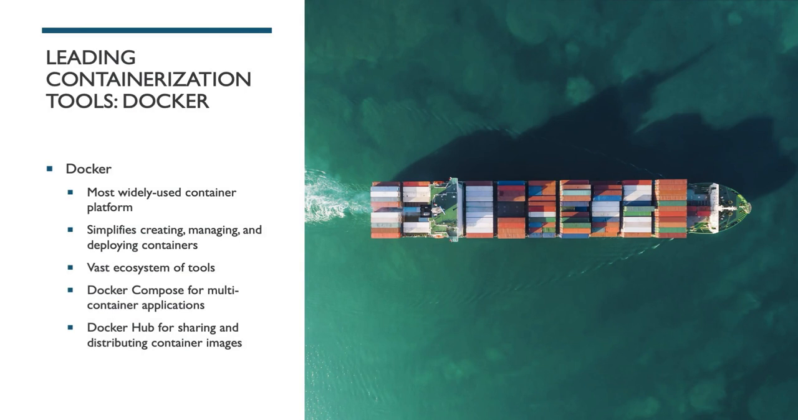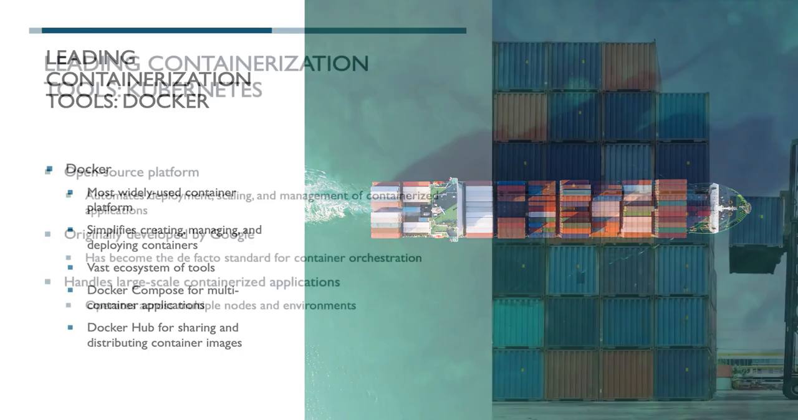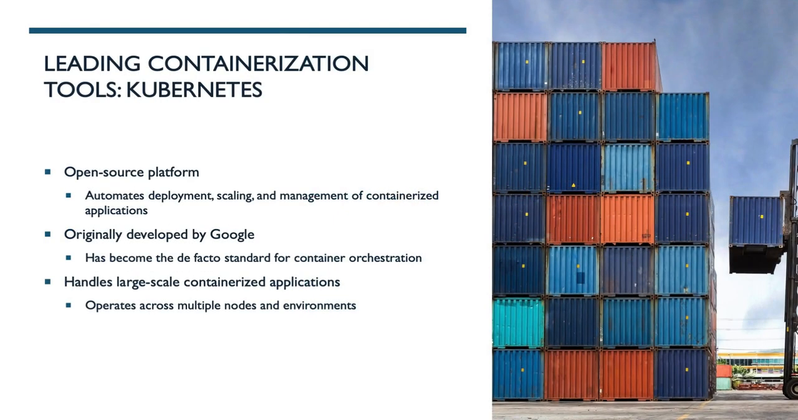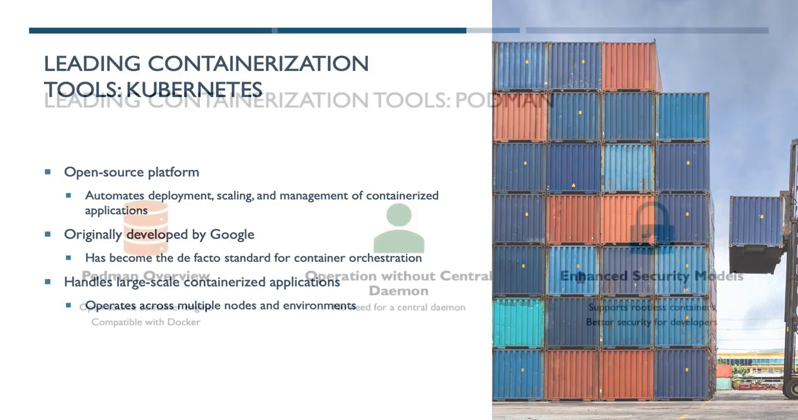Docker is the most widely used container platform, simplifying the process of creating, managing, and deploying containers. It has a vast ecosystem of tools, including Docker Compose for multi-container applications and Docker Hub for sharing and distributing container images. Kubernetes is an open-source platform developed by Google. It automates deployment, scaling, and management of containerized applications, becoming the standard for container orchestration. It handles large-scale applications across multiple nodes and environments.